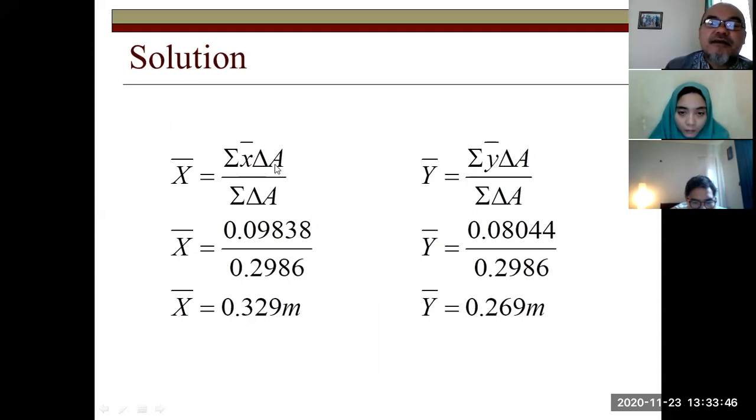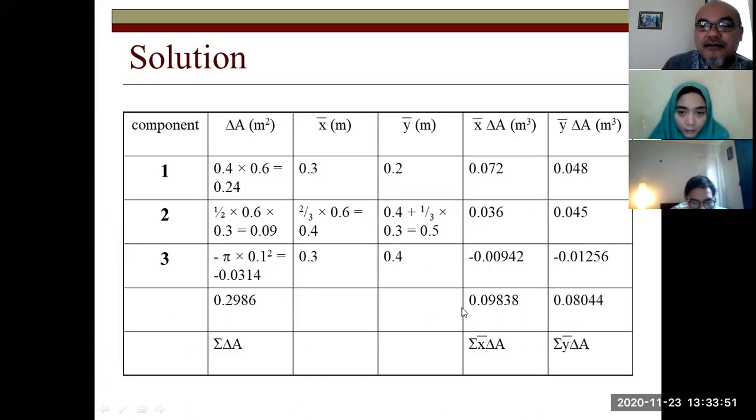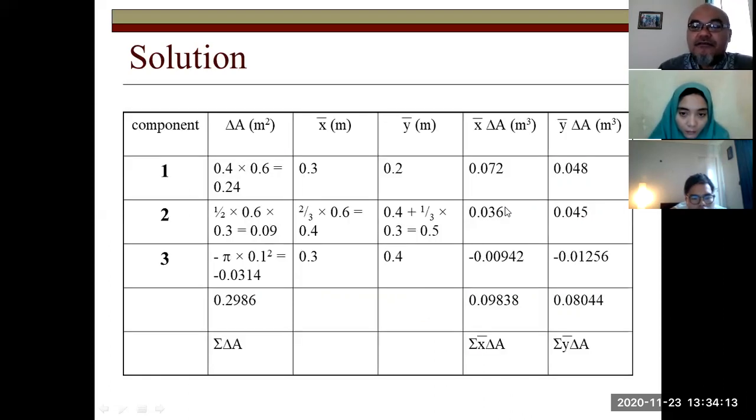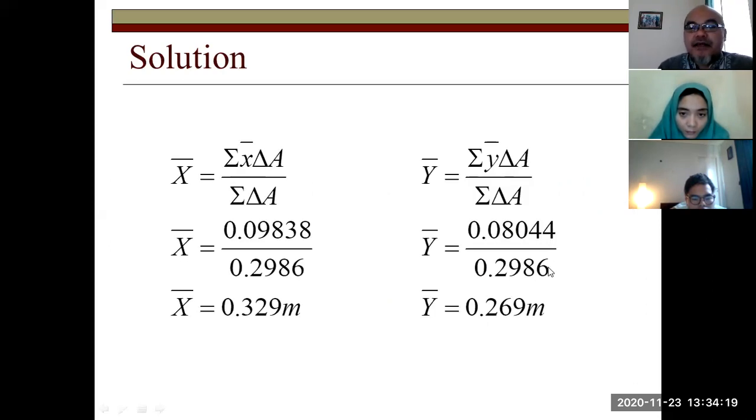So from here we can calculate the centroid or center of gravity of the whole structure. Sigma x bar delta A divided by sigma delta A: here 0.09838 divided by 0.2986. We obtain the center of gravity of the whole thing, 0.329 meter. And for the y coordinate of that center of gravity, 0.08044, y bar times delta A divided by sigma delta A, 0.2986. So we obtain 0.296 meter.